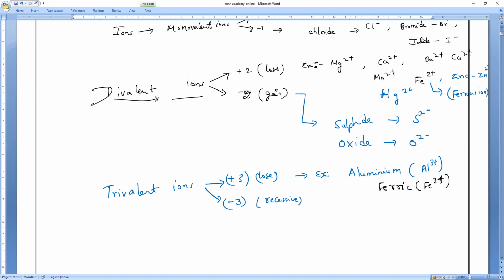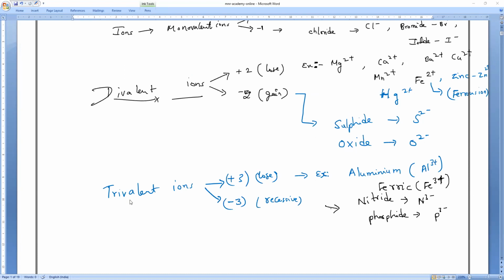Now, the negative trivalent ions. In our book, what are the examples? One is nitride, N3 minus. Next one, phosphide, not phosphate. Phosphide, P3 minus. Am I right, everybody? That is what it is.